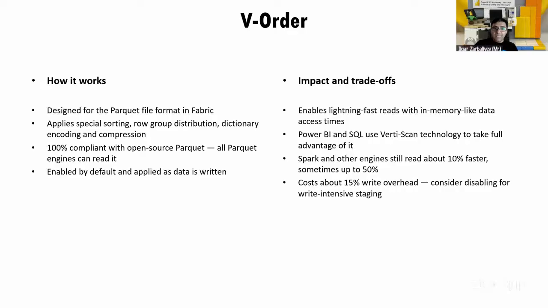So the gains aren't uniform across engines. In Microsoft Fabric, the Power BI and SQL engines use Microsoft VertiScan technology, which takes full advantage of V-Order optimization to speed up reads. Spark and other engines don't use VertiScan, but they still benefit, typically around 10% faster reads and sometimes up to 50%.